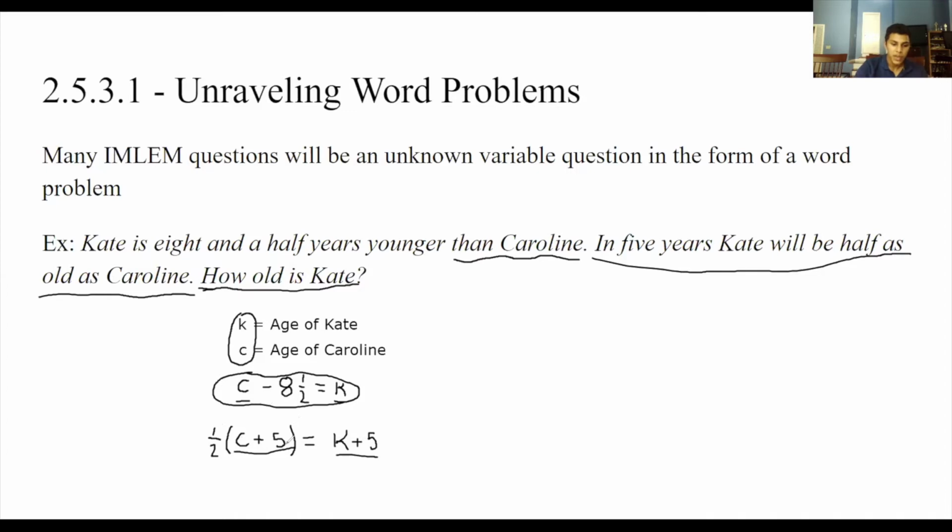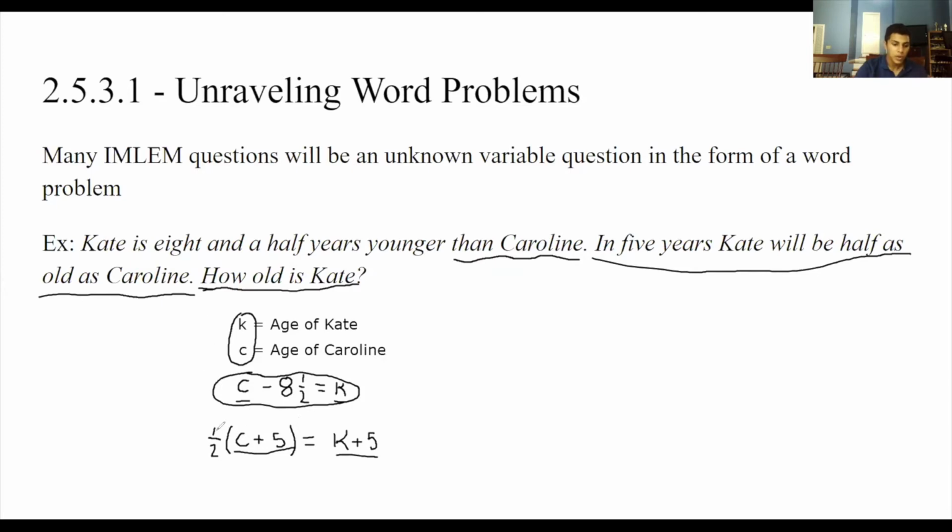Well, C plus 5 represents Caroline's age in 5 years. K plus 5 represents Kate's age in 5 years. And it's talking about how their ages will be related in 5 years, which is why I need both C plus 5 and K plus 5 in this equation. And it says in 5 years, which I have here and here, Kate will be half as old as Caroline.